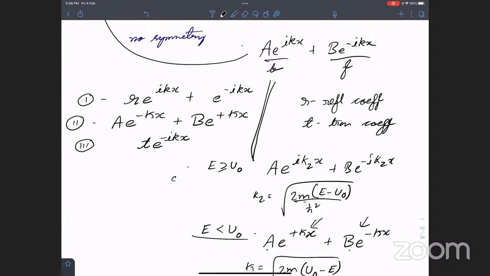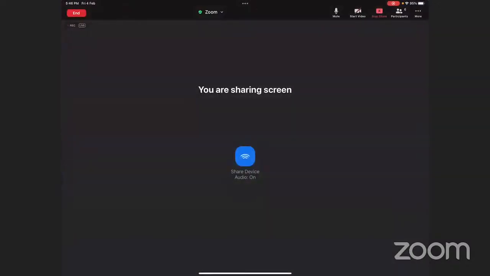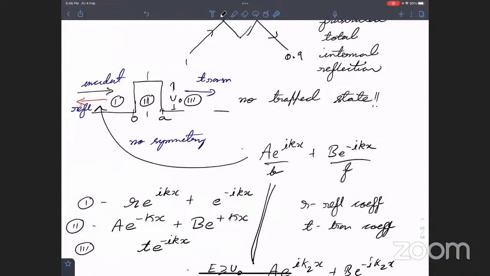Now here, remember there is no trapped state. Just checking, everything is sound okay? And the screen is okay? Yes, sir. Okay.